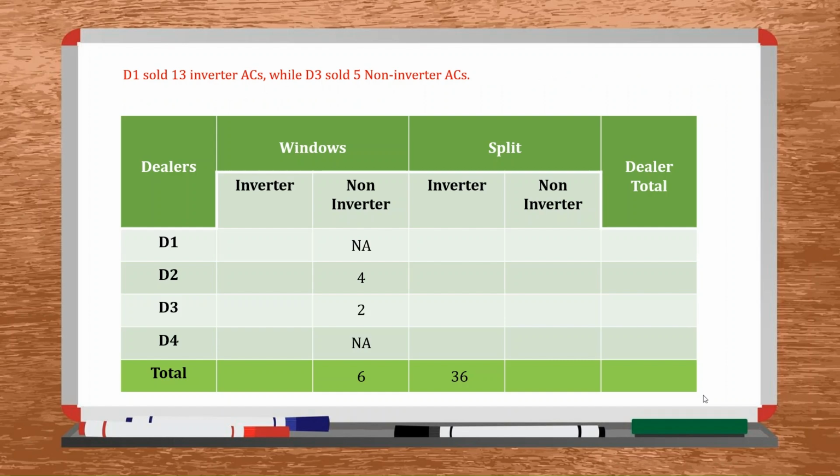Next, D1 has sold 13 inverter ACs, but this can be window or split, both of them. Hence, we don't know how much is which, so we will not be placing it in the table right now. D3 has sold 5 non-inverter ACs. We know that D3 has sold two window non-inverter ACs. That means it would be three split non-inverter ACs. So we can put 3 in non-inverter split for D3.